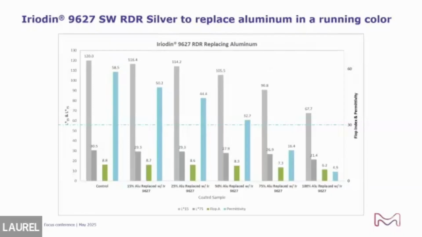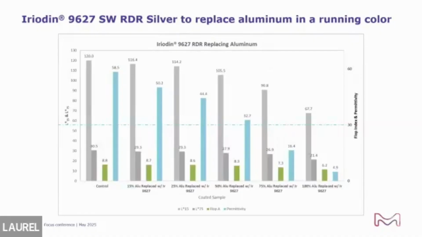And you can tell from the flop index, but your radar permittivity is just no way. Look how high the blue bar is. The radar wave will never go through this coating. When you replace the aluminum, you can see the L value start to drop, about every 4 units. Like when you replace from 15% to 25%, it drops another 2 units.